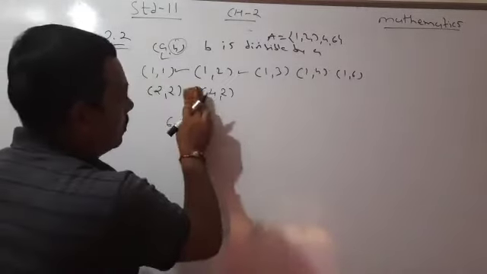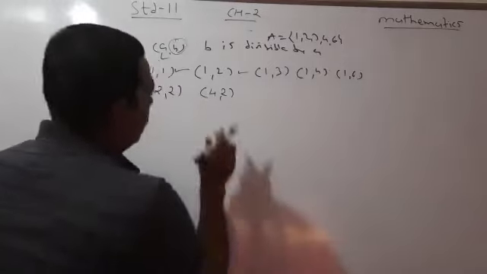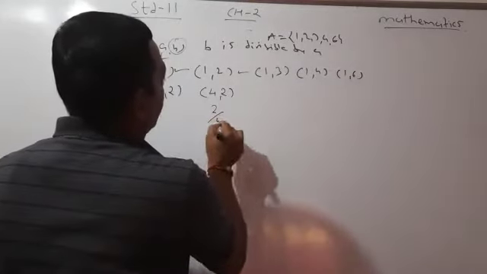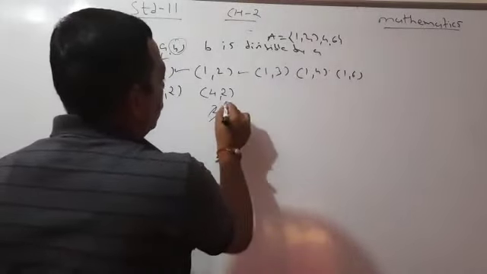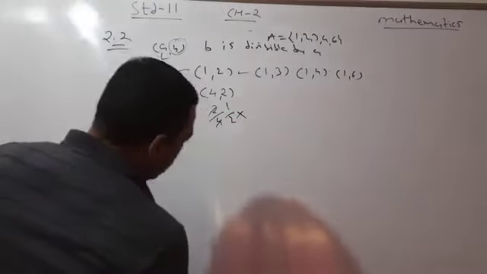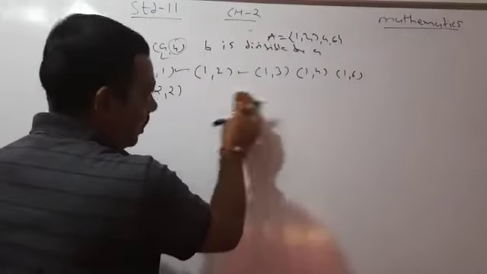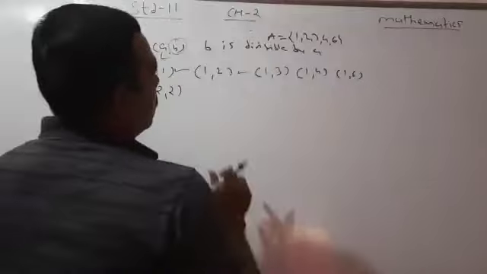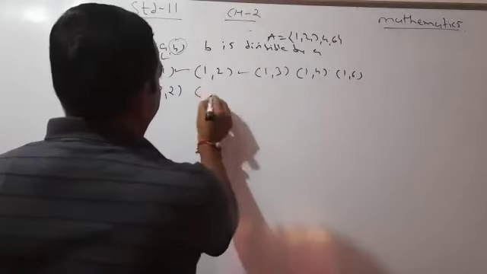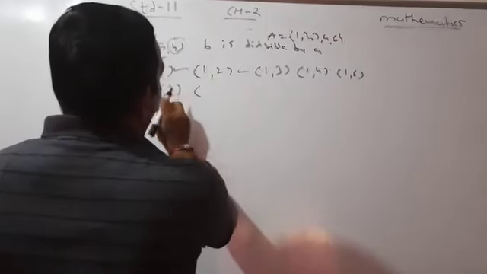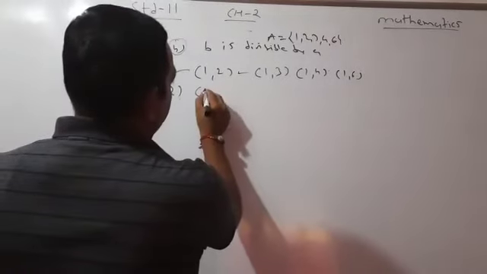Now (4, 2) is possible. If I write (4, 2), it means 2 divided by 4, which is 1 by 2. Again not divisible. So only (2, 2) is present. Now 2 is over. Now we will consider 3.